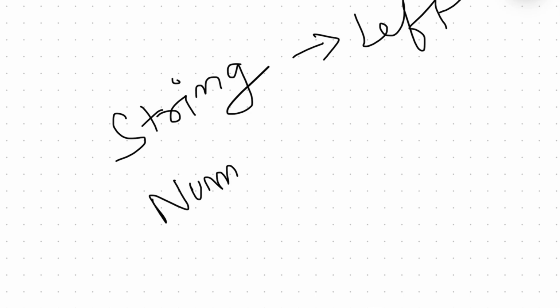One important topic: if the given data is a string, then it gets aligned to the left, and if the given data is a number, then it gets aligned to the right.